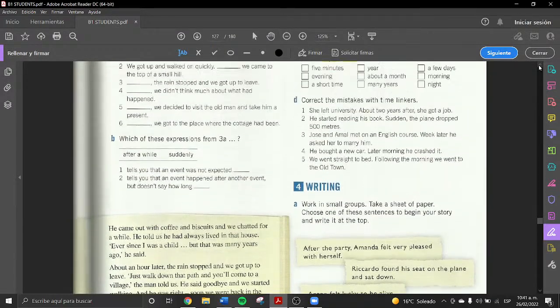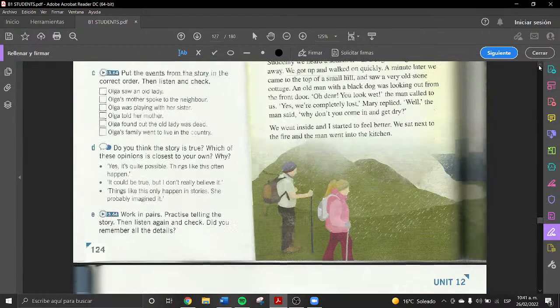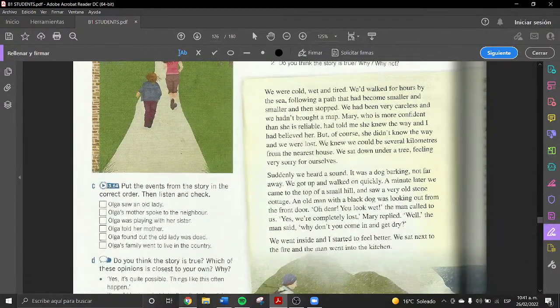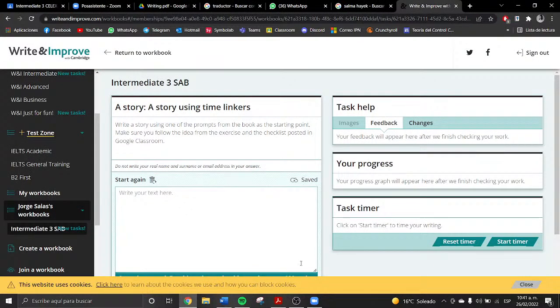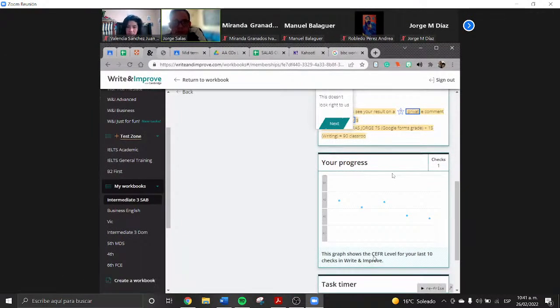Not perfect, but it's actually really good. Okay? And if you scroll it down, you even have this. It says your progress shows the CEFR level of your last 10 checks. ¿Qué es esto de CEFR? Bueno, es Common European Framework or Reference. Bueno, no se compliquen, no tienen por qué saberlo, pero es finalmente cómo se miden sus niveles. ¿Ok? Para el mundo del inglés.